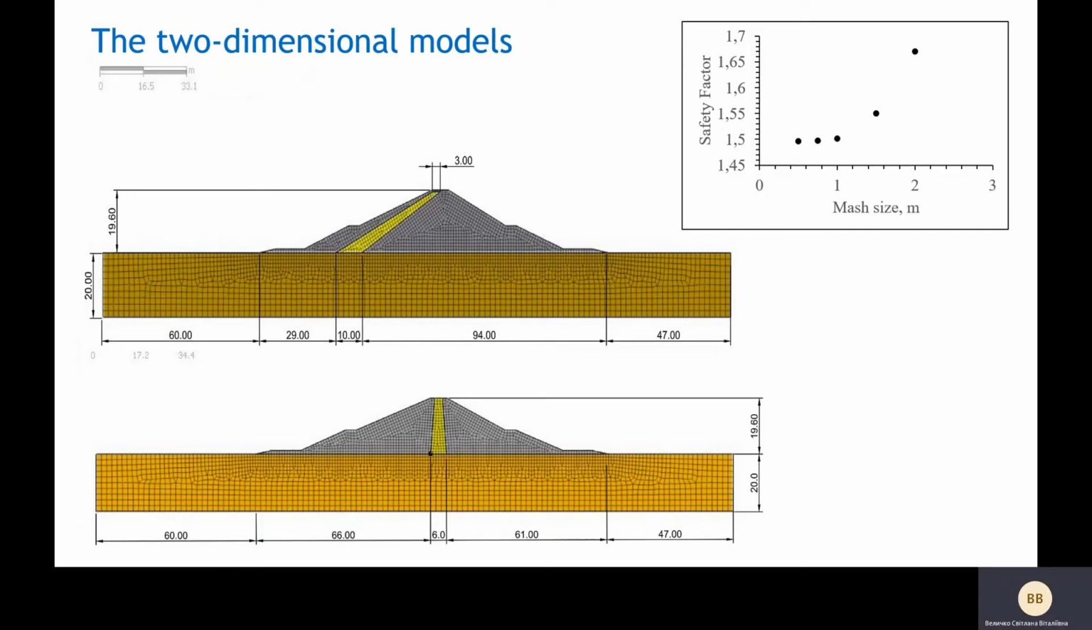Since the size of the mesh affects the calculation accuracy, the optimal mesh size was determined by gradually reducing the mesh from 2 meters to 0.5 meters. The mesh size of 1 meter was set as optimal for further simulation.